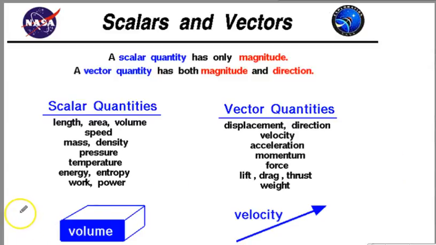So if I talk about running at 5 miles per hour, that's a scalar quantity. That's a speed. It's a measurement only. If I talk about running at 5 miles per hour to the right, then it becomes a velocity and a vector quantity. So one more time, a vector quantity has both magnitude and direction.